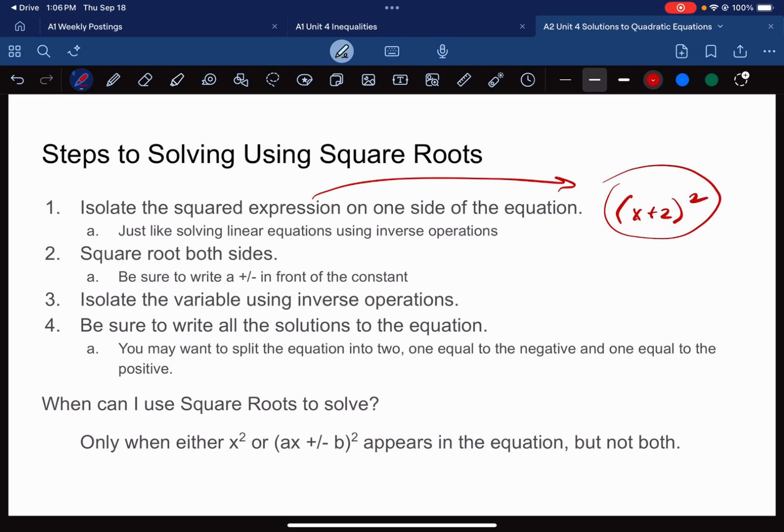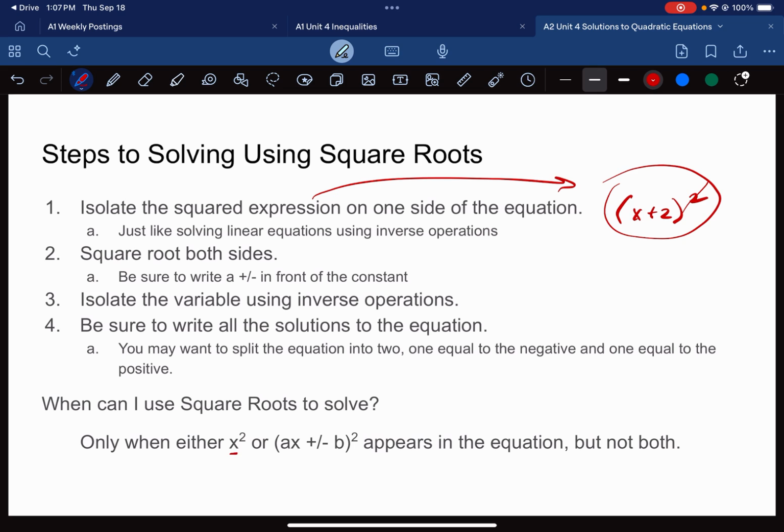Okay, then you square root both sides to remove the square root. Make sure you write a plus and a minus in front of the constant on the other side of the equation. We'll see that. Isolate the variable using inverse operations, just like you would solve a regular equation at that point. And be sure to write all the solutions to the equation. So you may want to split the equation into two, one equal to the negative root and one equal to the positive root.